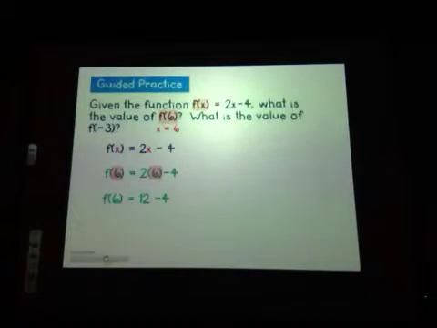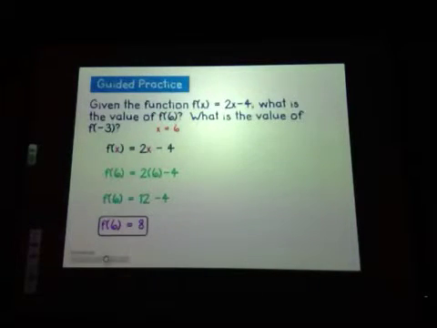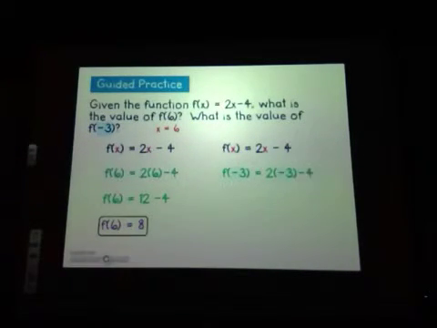And now let's continue simplifying the right side of the equation, and f of 6 is equal to 8. Final answer. Let's do the same now for f of negative 3. Negative 3 is now my x value, so each time I see an x, I'll replace it with negative 3. f of negative 3 equals 2 times negative 3 minus 4. Let's simplify the right side of the equation.